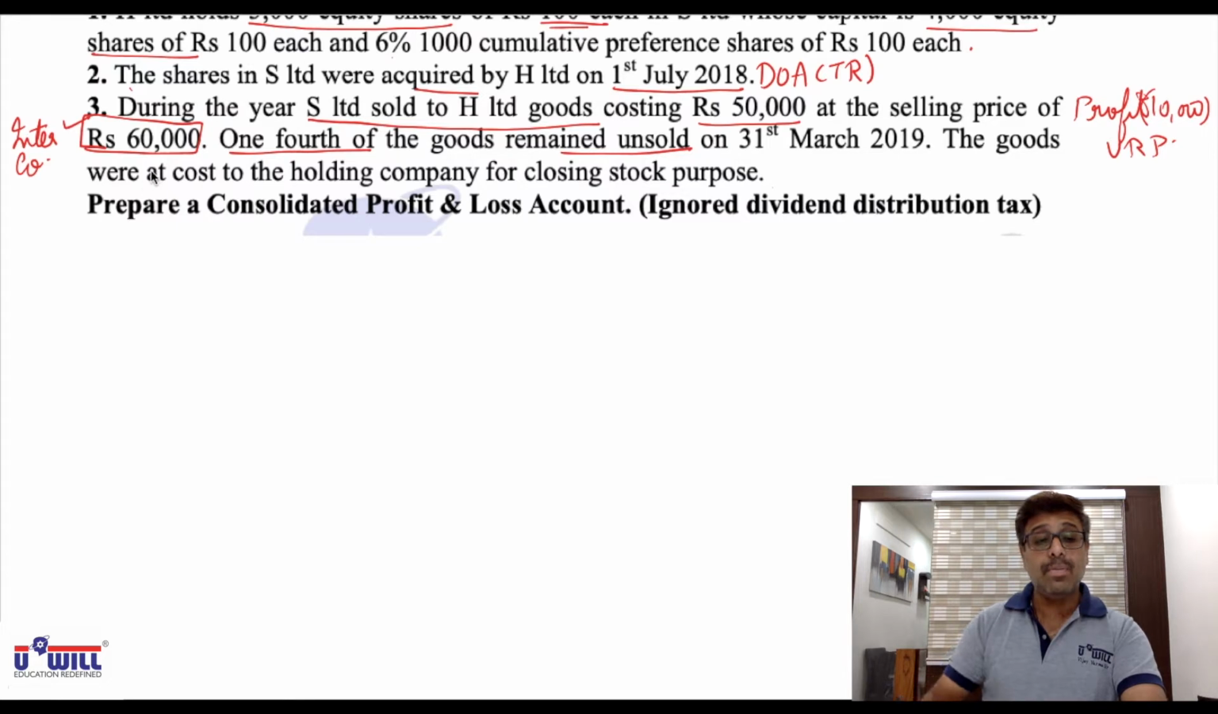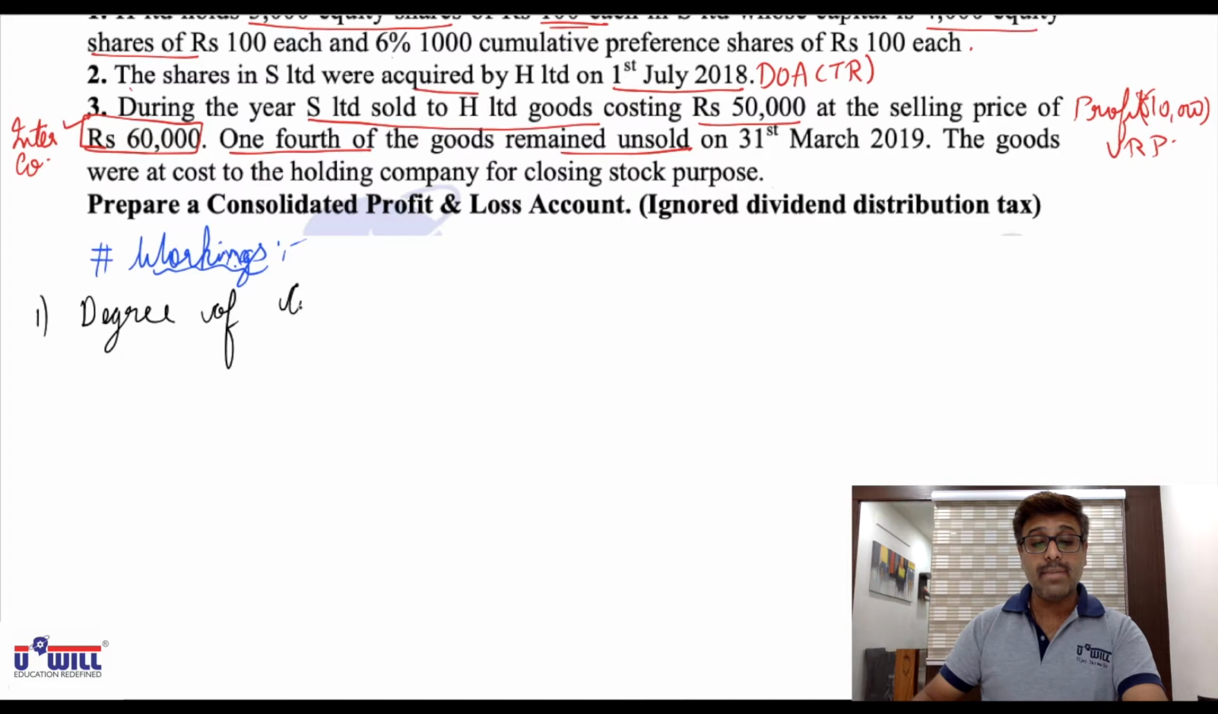So let us make the workings first. Okay, in this chapter we have 5 workings here. Unrealized profit is also there, so all the 5 workings will come. As we discussed yesterday, all the 5 working notes will come in this question. First working will be degree of control.